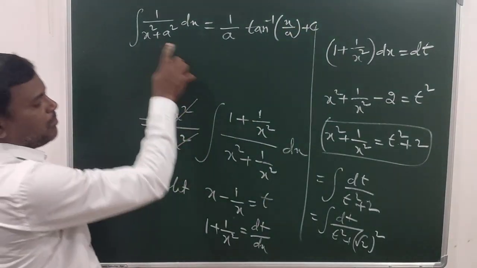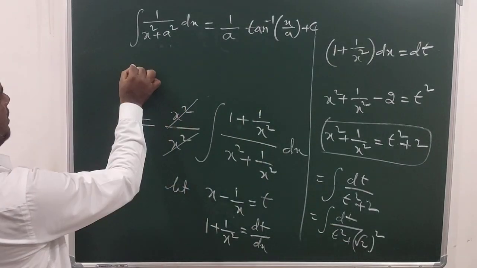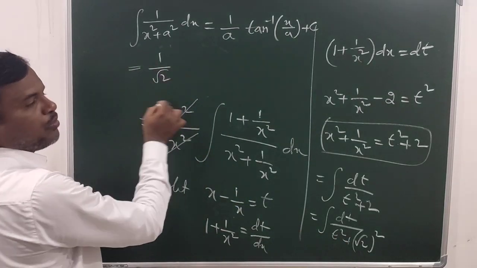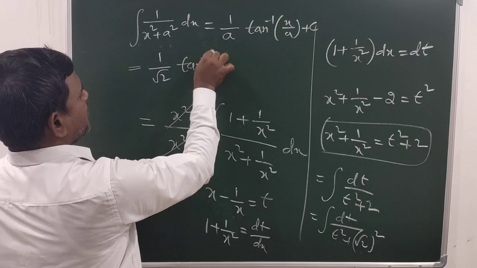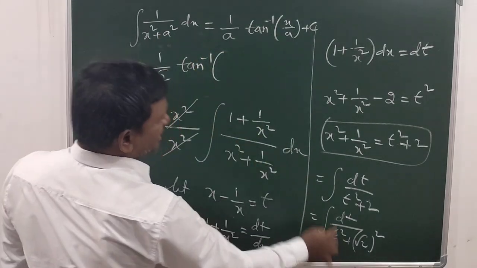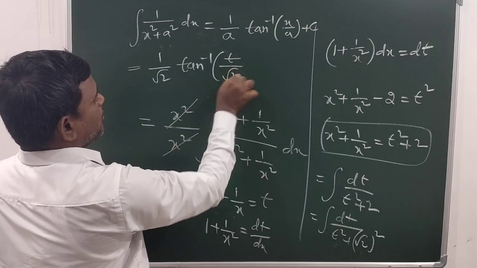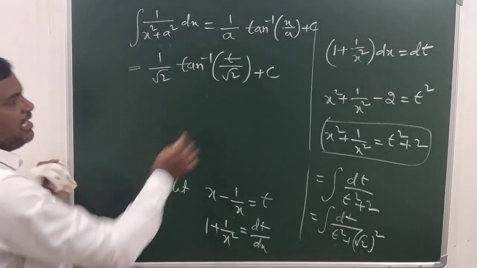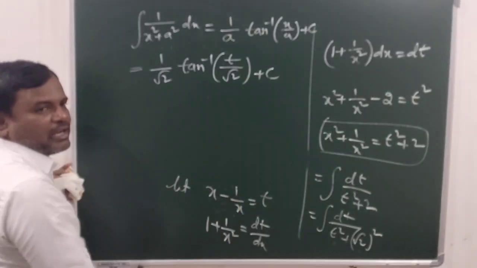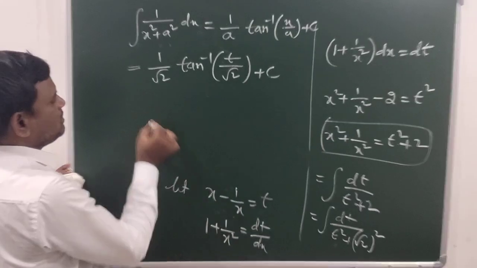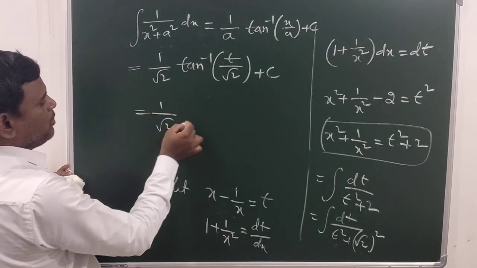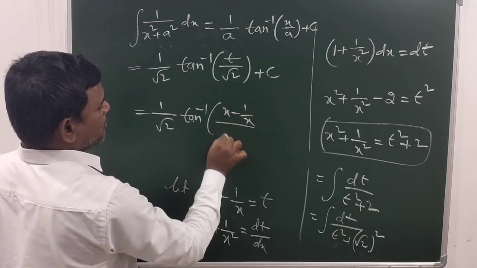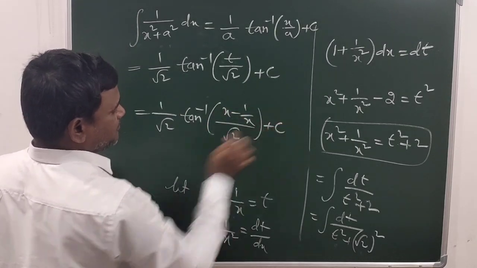Now apply this formula here, so that you get 1 by a. In the place of a, what is there? Root 2. So 1 by root 2 tan inverse of your x value t by a value root 2 plus c. Now what is t here? x minus 1 by x. So replace t by this, so that you get 1 by root 2 tan inverse of x minus 1 by x by root 2 plus c.